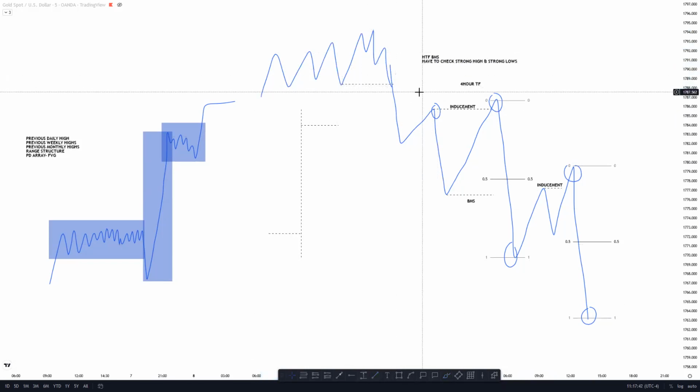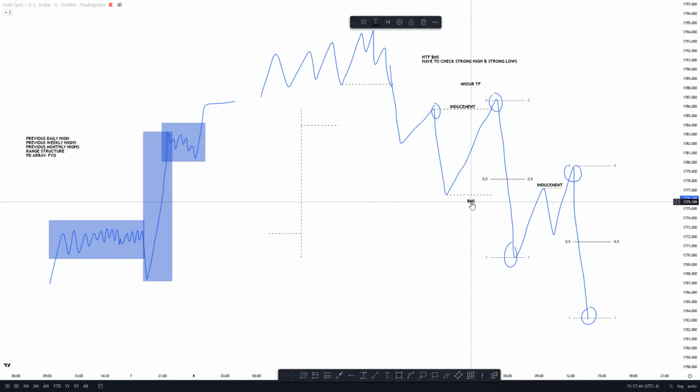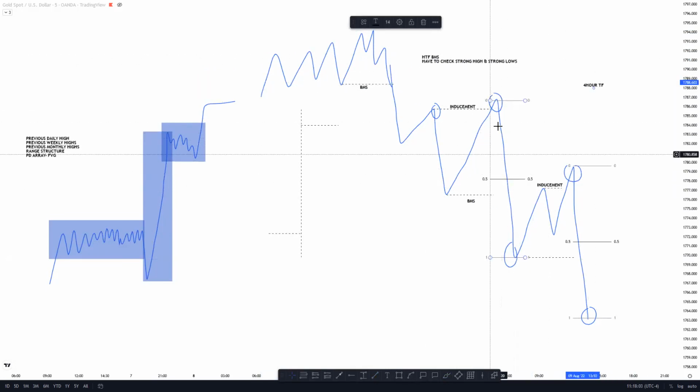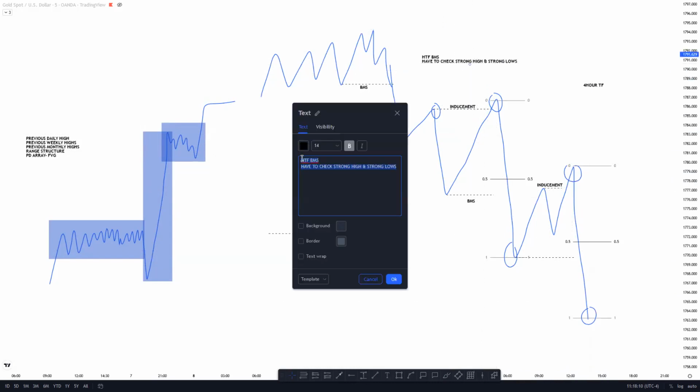So you see, we might have some sort of higher time frame BMS here. Just for instance, we have this higher time frame BMS here, and this higher time frame BMS as well here, and we have this higher time frame BMS towards the downside again. And this is your 4-hour time frame structure. So you have to check the strong high and strong low, strong high, strong low. So we have this rule: the first will be the higher time frame BMS, the second will be the strong high, strong low. This will be your range.